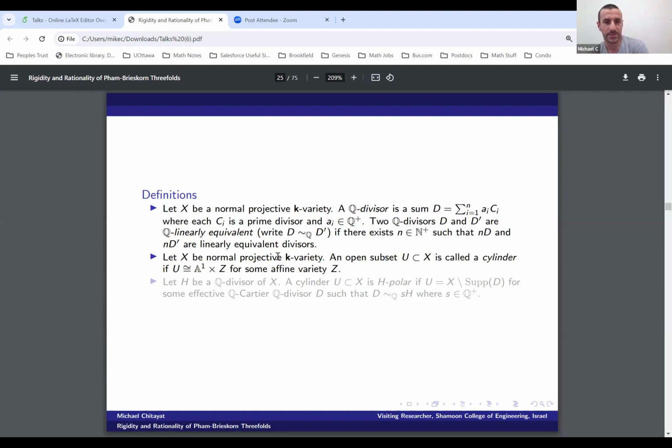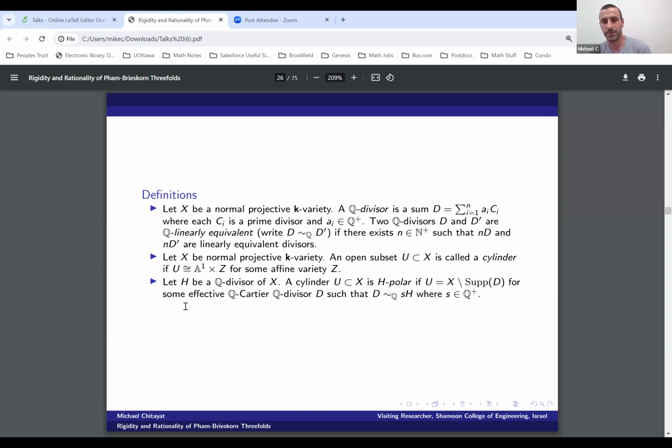And if X is a normal projective variety, an open subset U is called a cylinder if U is isomorphic to a product of an affine line with some other affine variety Z. And finally, if we let H be a Q divisor, a cylinder is H polar if U is the complement of the support of some Q Cartier Q divisor D, such that D is Q equivalent to a multiple of H.